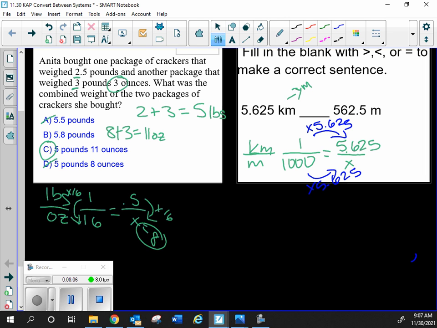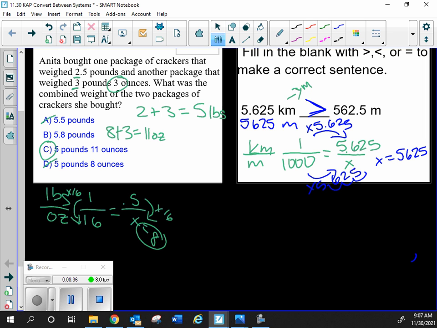5.625. In class, when I multiply by 1,000, what does that change? The decimal, how many times? 3 times, because there's 3 zeros, right. So that's going to move it 1, 2, 3. So x is going to equal 5,625. Okay, so that's the same thing as 5,625 meters. So is it going to eat the left side or the right side? Left side.